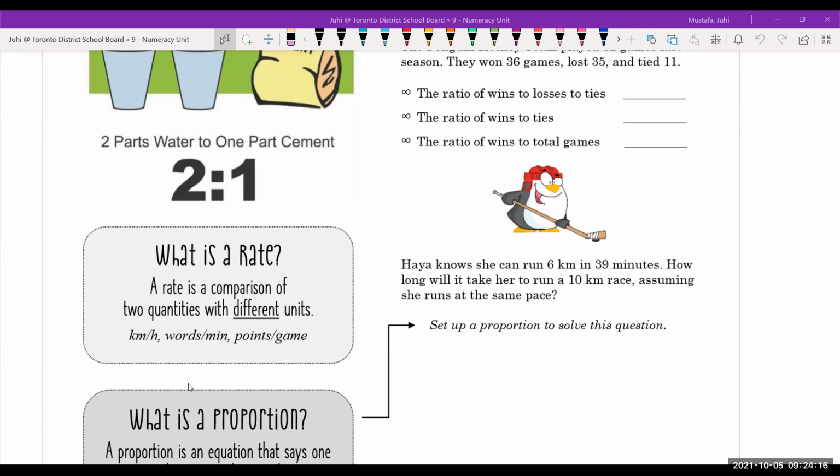He's just insane. And then if you're into sports, again, like points per game or rebounds per game, assists per game. So you're looking at 2 different units of measurement, and that gives you a rate.